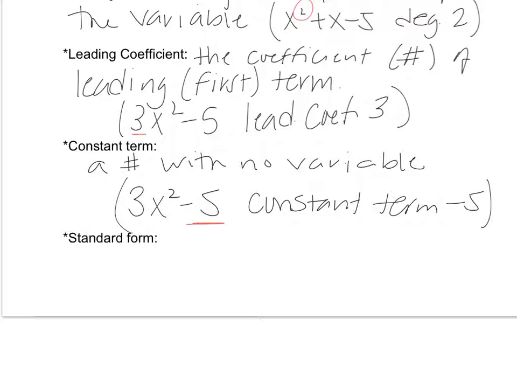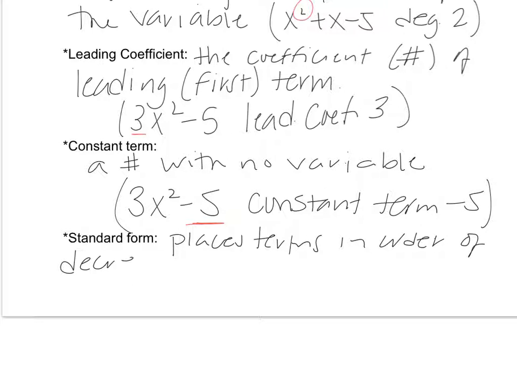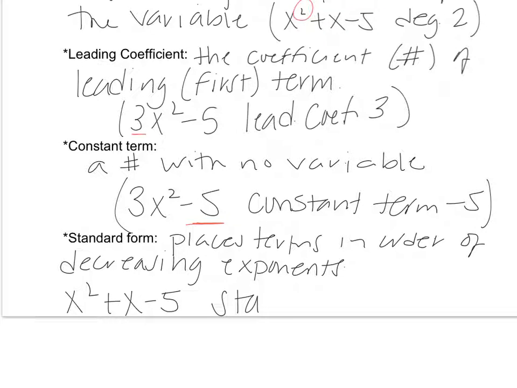Okay? And then standard form of a polynomial places the terms in order of decreasing exponents. So if we have, like the example above, x squared plus x minus 5, this is in standard form because my exponents are decreasing. I have an exponent of 2, this exponent of 1 that's assumed or understood since it's not there, and then we have no variable, which tells us that that's an exponent of 0.